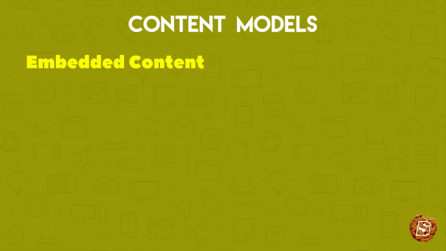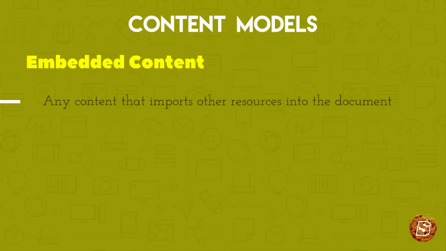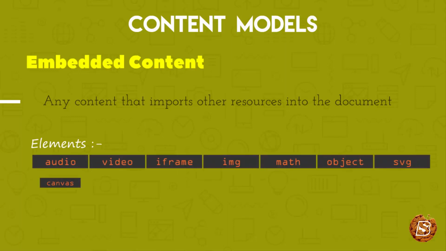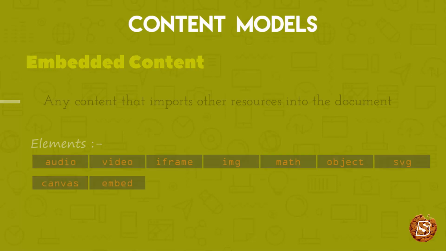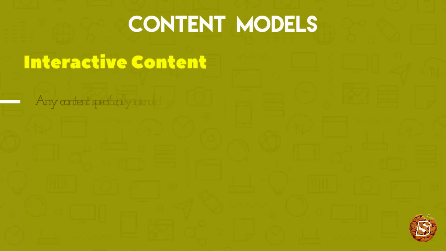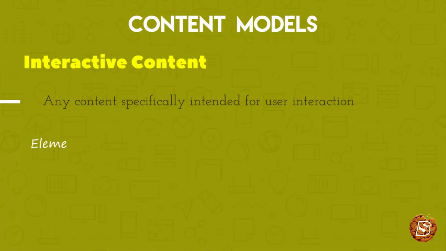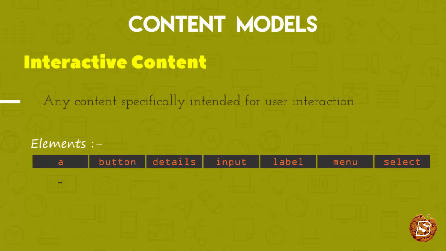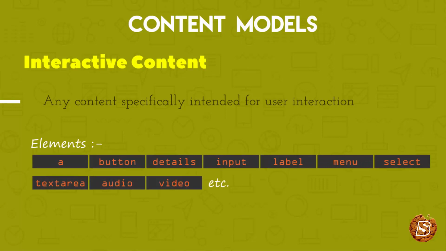Next we have embedded content, and it's used as a content that imports other resources into the document. And elements include audio, video, iframe, image, math, object, SVG, canvas, embed. Then we have interactive content, any content specifically intended for user interaction. This includes anchor tag, button, details, input, label, menu, select, text area, audio video controls.